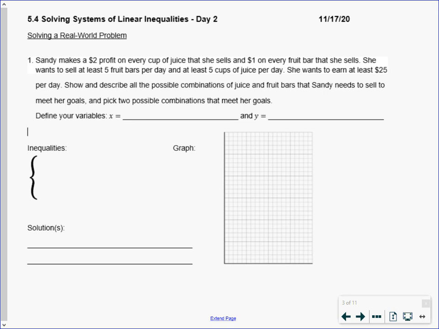How's it going, guys? Today we're going to be going over Module 5.4, solving systems of linear inequalities with real-world problems, real-world applications. So we're going to jump right into an example.